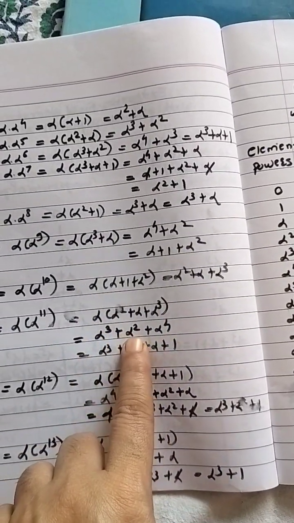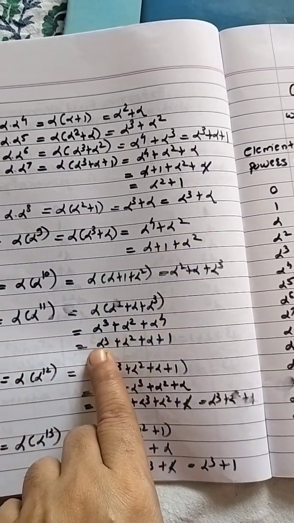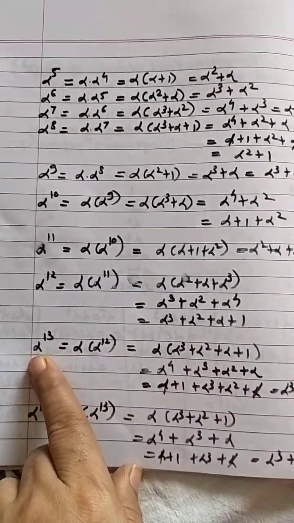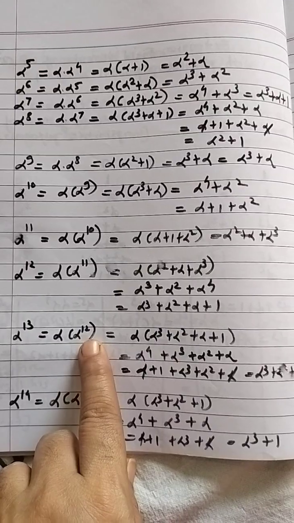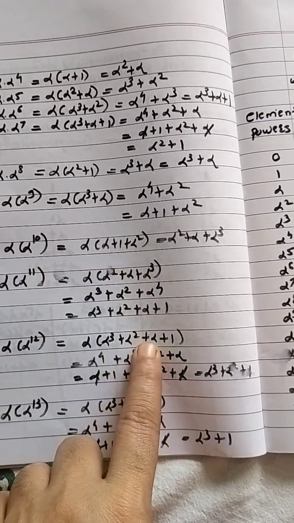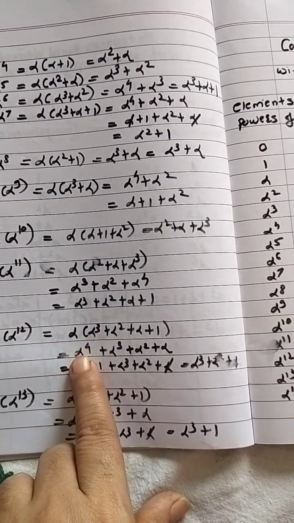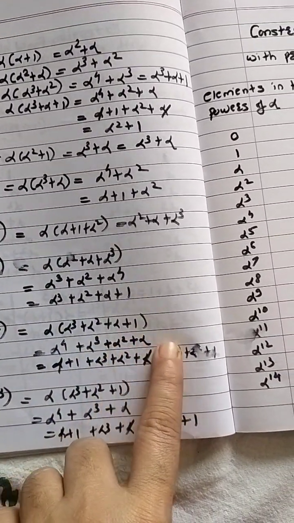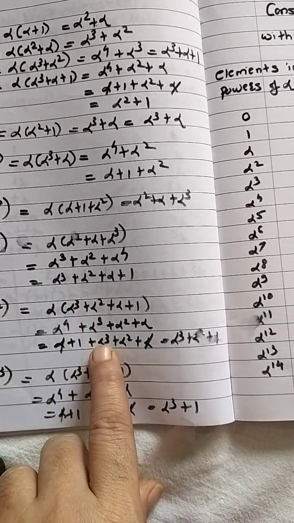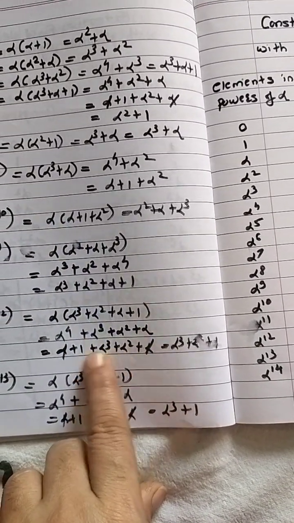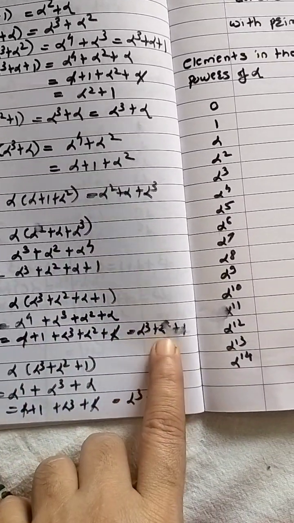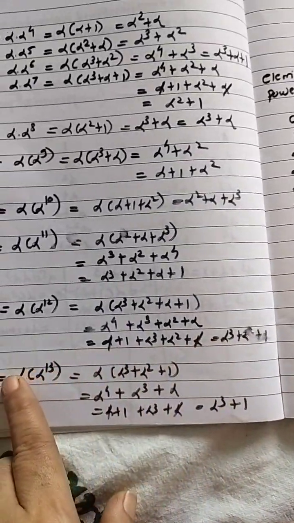That is alpha cube plus alpha square plus alpha raised to 4. That is alpha cube plus alpha square plus alpha plus 1, because alpha raised to 4 is alpha plus 1. Alpha raised to 13 is alpha into alpha raised to 12, that is equal to alpha into alpha cube plus alpha square plus alpha plus 1, that is equal to alpha raised to 4 plus alpha cube plus alpha square plus alpha. Now alpha 4 is alpha plus 1, plus alpha square plus alpha cube plus alpha square plus alpha. Now alpha gets cancelled, you will get alpha cube plus alpha square plus 1.